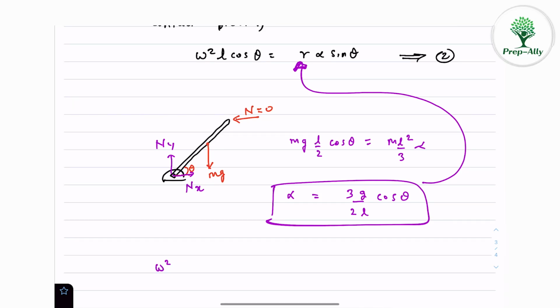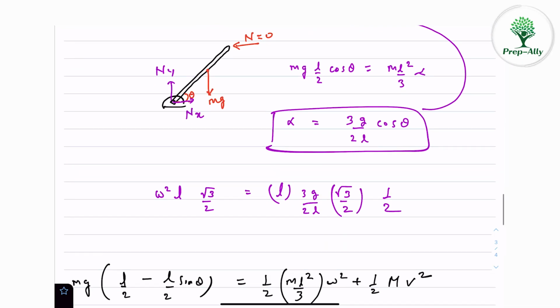So in this equation we put the values of alpha and theta. So omega square L into cos theta. Cos theta is cos of 30 degree. R is the radius for the circular motion of A, which is L only. So this R is L. Then alpha is 3g by 2l cos theta. Cos theta is again root 3 by 2, into sin theta. Sin theta is half. So at the contact breaking situation, do we have to cancel out this L? Maybe not. Root 3 by 2 we will cancel it. So omega square L is equal to 3g by 4.